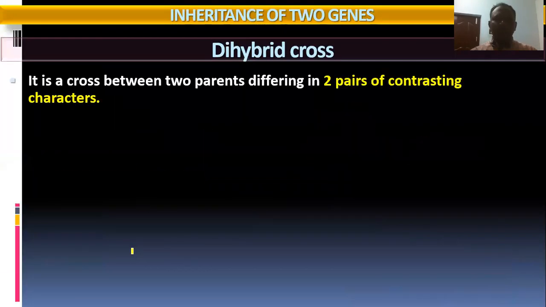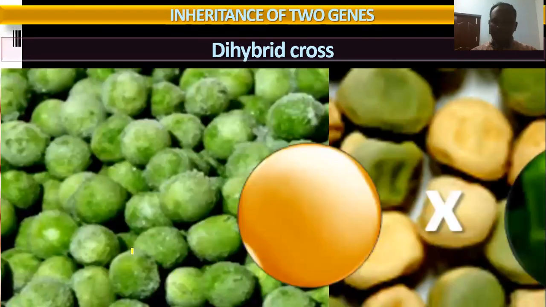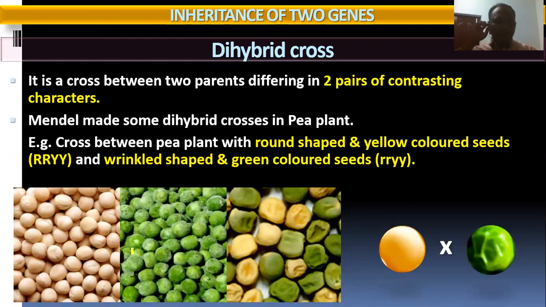So next one is inheritance of two genes. Previously, Mendel studied only the inheritance of one gene at a time. Now he wanted to know the inheritance of two genes at a time. For that purpose, he conducted another hybridization experiment, called the dihybrid cross.